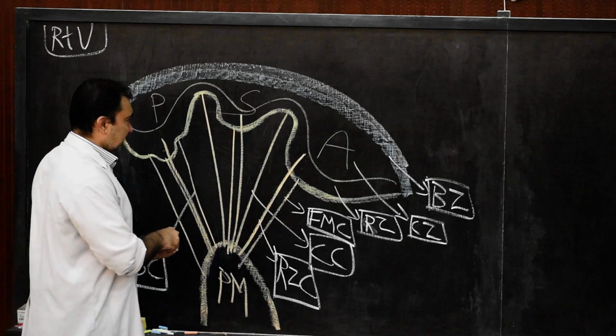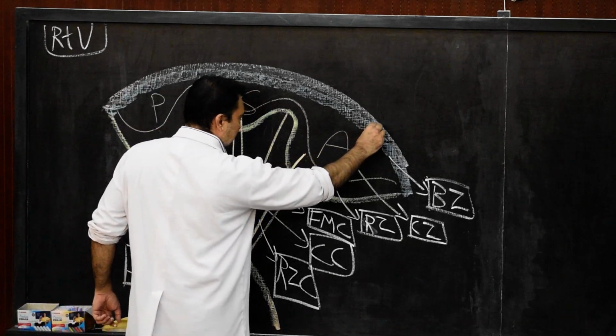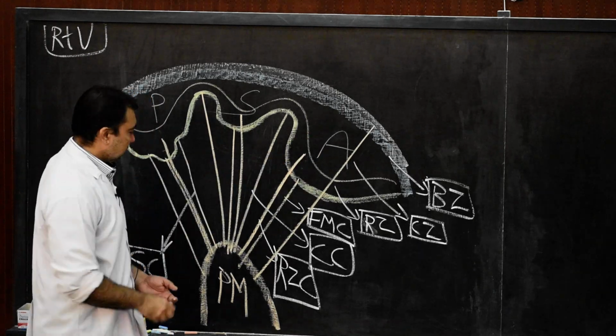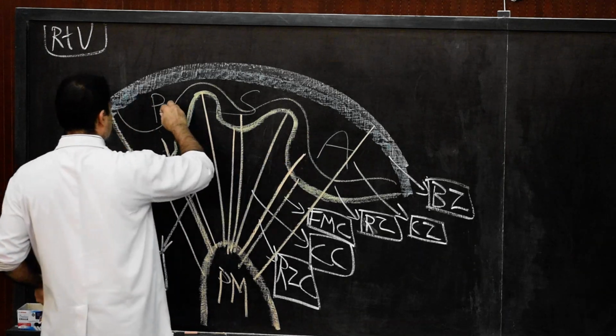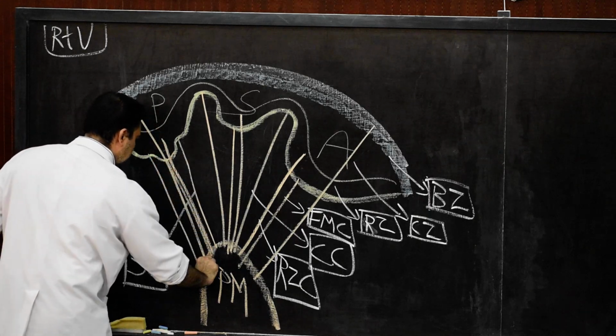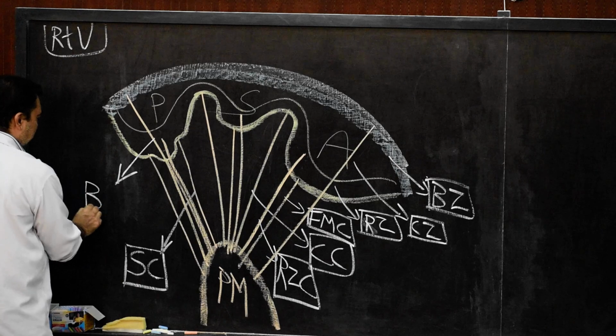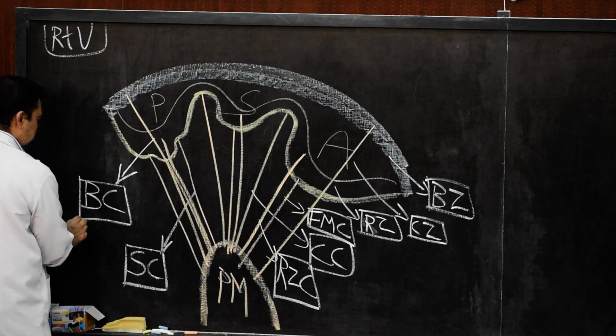And the last category will be these chordae which are attached to the basal zone. Therefore, the chordae which are attached to the basal zone, for example here I have drawn, are called basal chordae.